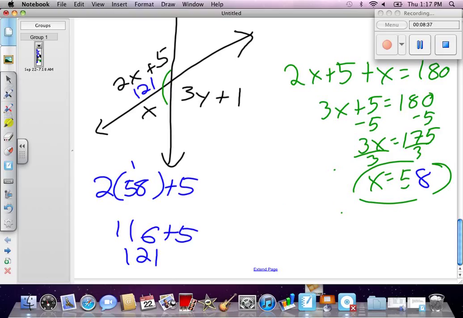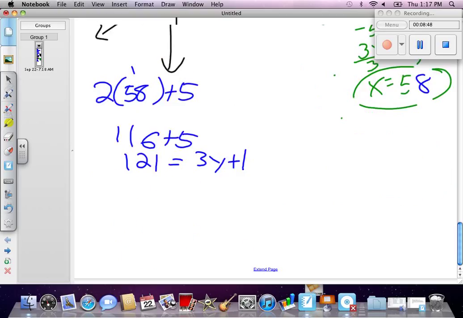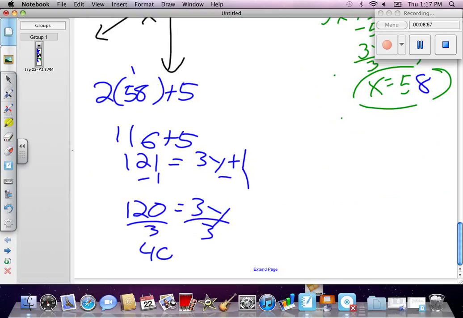And this angle right here and this angle right here are called what? Vertical angles, so they are equal. Subtract 1 from both sides. You get 120 equals 3y. Divide by 3. 40 equals y.